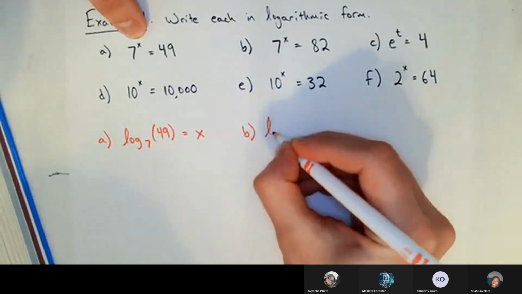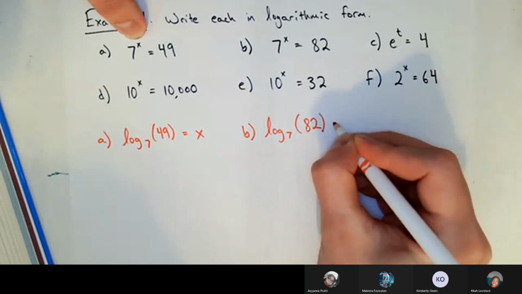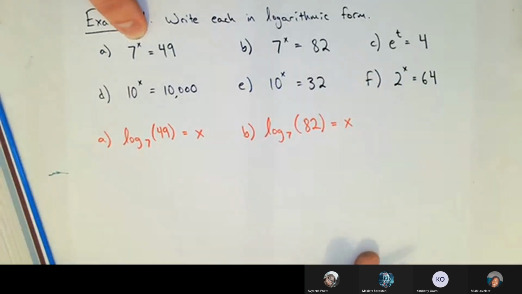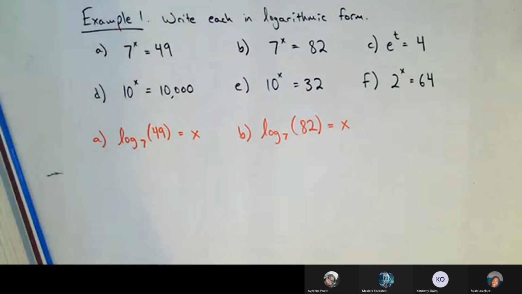So similarly, this one will be log base 7 of 82 is equal to x. That's B there. All right, so let's consider A and B actually for a second in a little bit more detail.